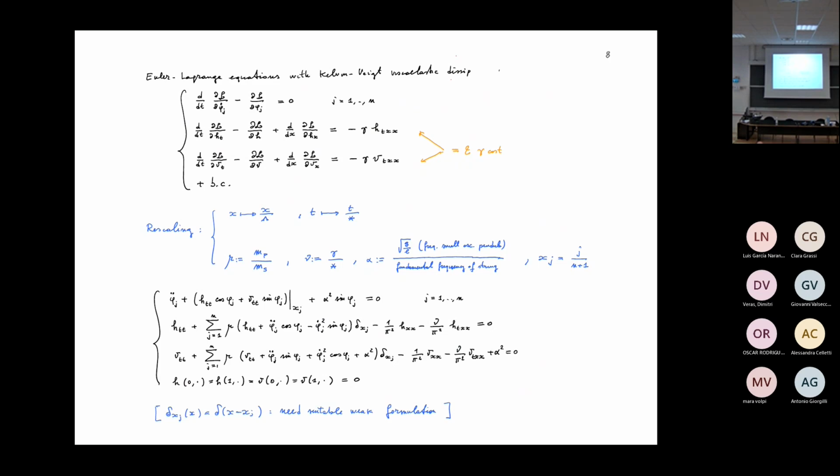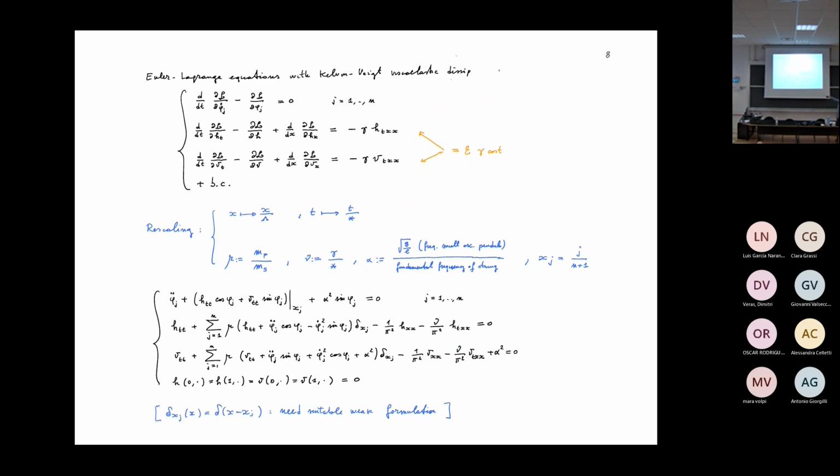Then we make a rescale. Now, the only important thing is that the new parameters are mu, which is the ratio of the mass of the pendula over the mass of the string. So mu large means very heavy pendula. And then there is nu, which is gamma. In fact, I mixed them up since the beginning. And then there is this new parameter alpha, which is the ratio between the frequency of the small oscillations of the pendula and the fundamental frequency of the string. So everything depends on these three parameters.